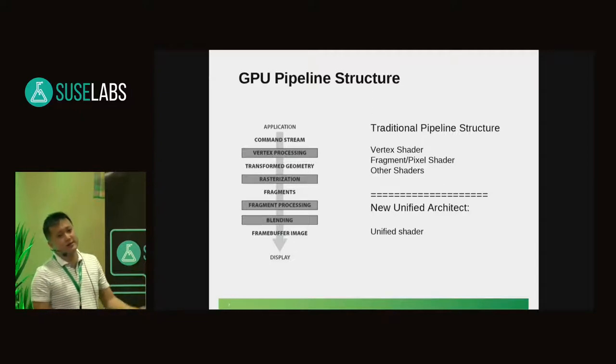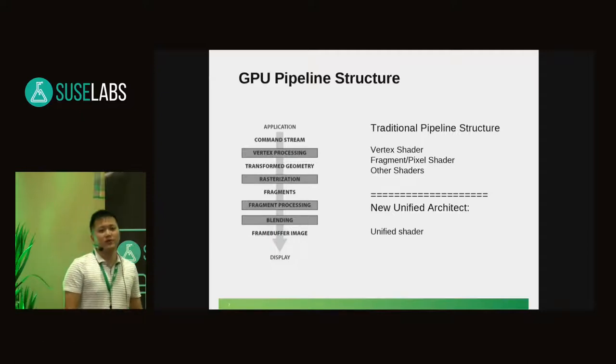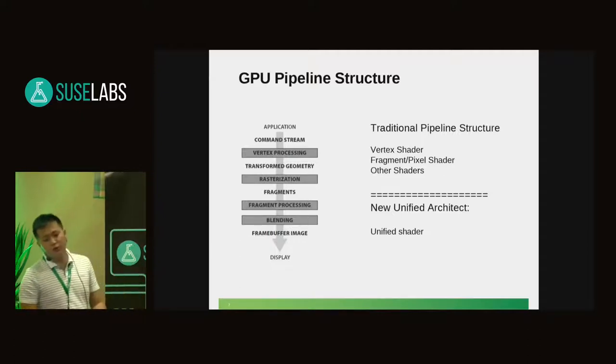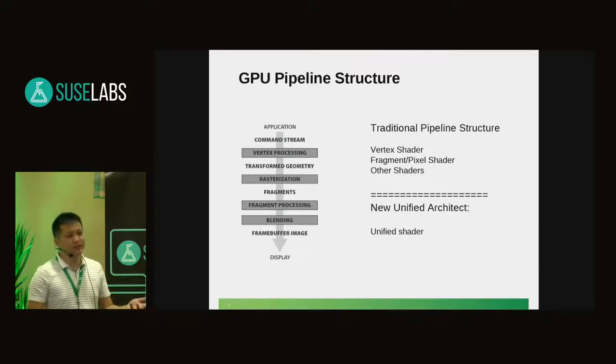But then they moved to a unified architecture. So there is only one general shader, and you can change its function by programming. This is very good for general computing on the GPU. The way to make computing work on a GPU is that you need to make it look like a graphics command.